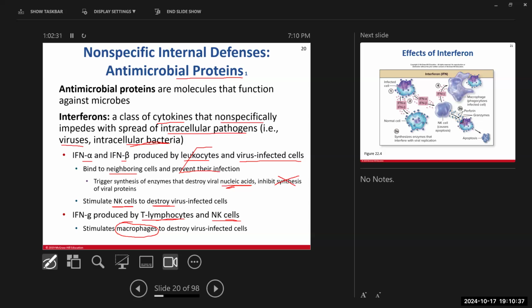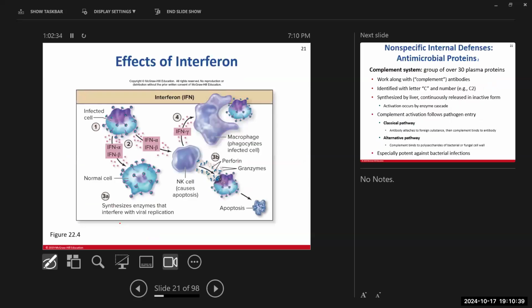I'll come right back to this slide because I want to show you this picture here. I love pictures. So here you can see, stepwise fashion, we have an infected cell. So this infected cell is going to start to release interferon alpha and beta, and it's going to go to the neighboring cells, and it's going to tell these neighboring cells, hey, there's a virus in the area, okay? It's like a neighborhood watch type of thing. There's an intruder in the area. Everybody be on high alert, okay?